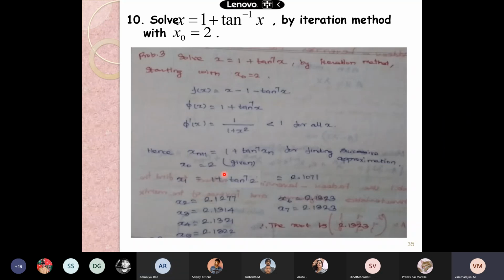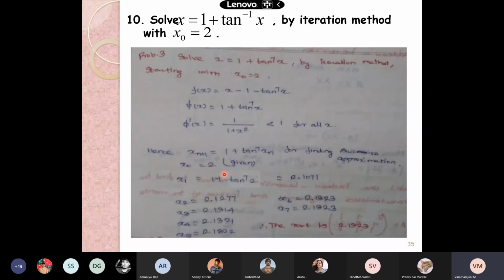Again, you continue with the other iterations. 2.1277. Very good. Then 2.1314. Very good. During the fourth iteration, 2.1321. Then the fifth iteration, 2.1322. Then the sixth iteration, 2.1323. Very good. Seventh iteration: it's the same, sir, 2.1323. Therefore, the root is 2.1323.